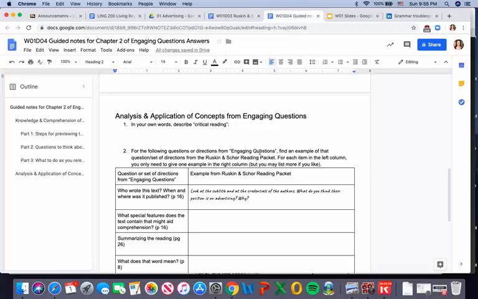The second question says, for the following questions or directions from Engaging Questions, find an example of that question or set of directions from the Ruskin and Shorter reading packet. For each item in the left column, you only need to give one example in the right column, but you may list more if you like. So let's look at the example that's given to us.